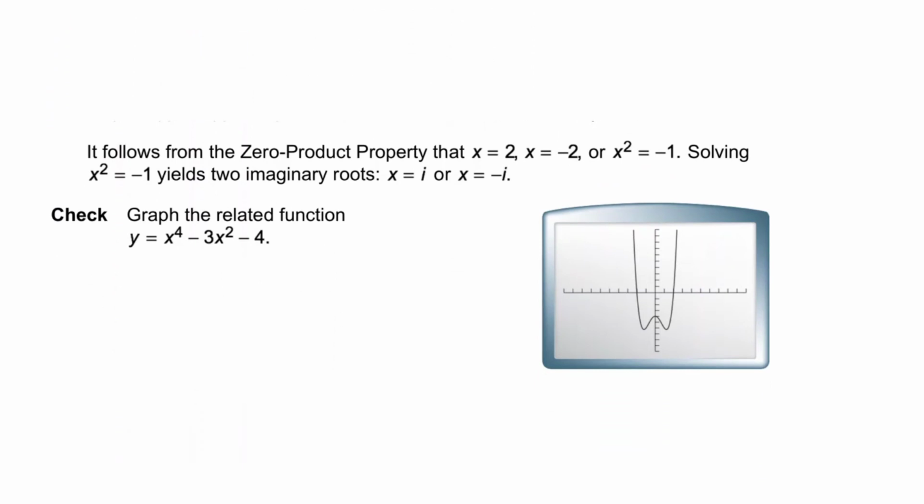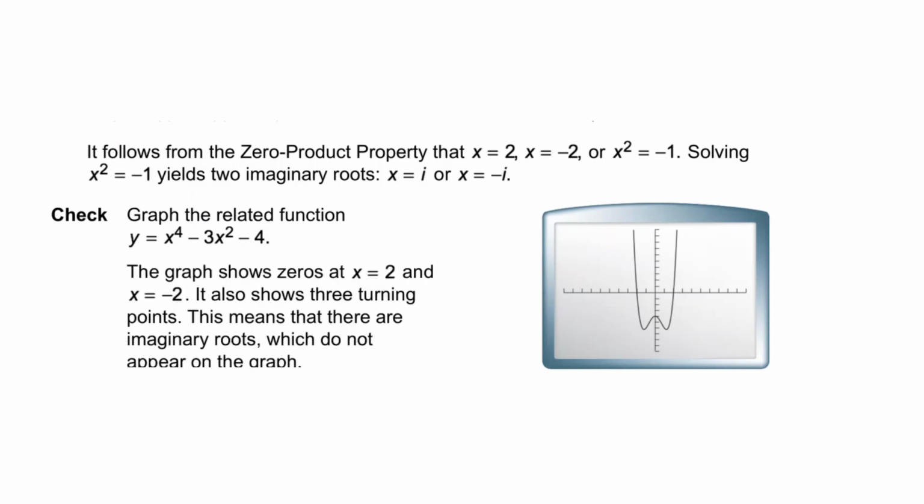We can check by graphing the related function, y equals x to the fourth power minus 3x squared minus 4. The graph shown at the right shows zeros at x equals 2 and x equals negative 2. It also shows three turning points. This means that there are imaginary roots which do not appear on the graph.